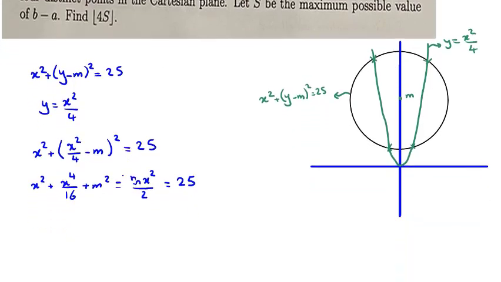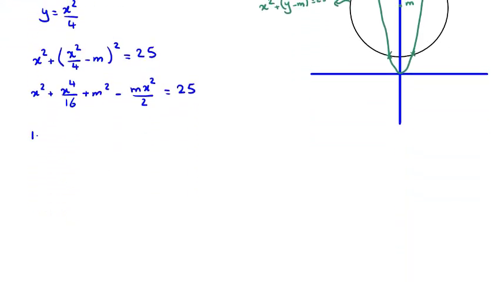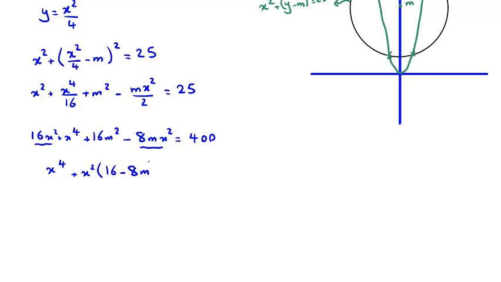Now I multiply both sides by 16, then I have x to the power of 4 plus 16x squared plus 16m squared minus 8m x squared. 16 times 25, 16 is 4 times 4, 4 times 100, so it will be 400. So I can write x to the power of 4 plus x squared times (16 minus 8m) plus 16m squared, and take 400 to the left-hand side, minus 400 equal to 0.